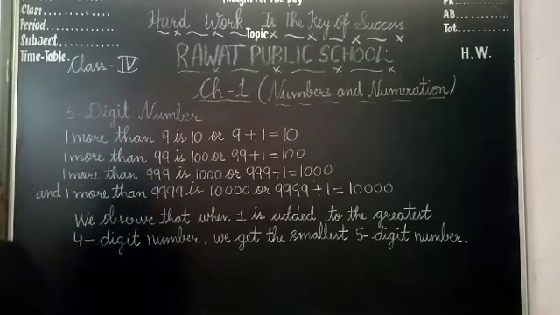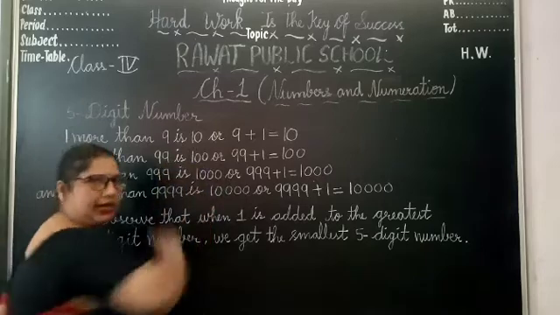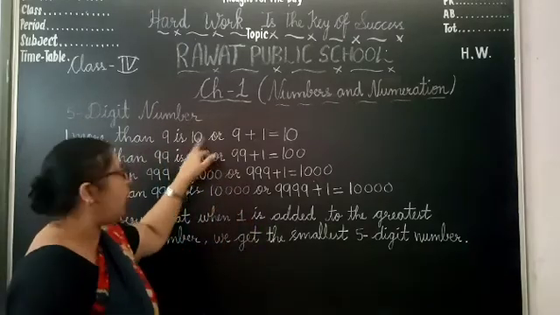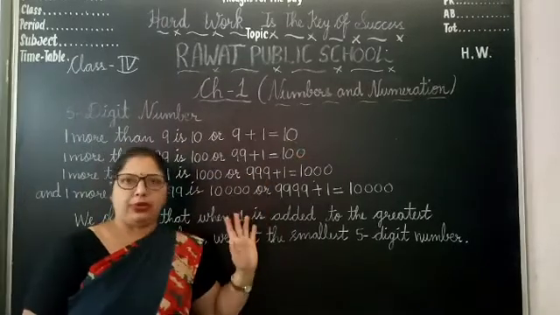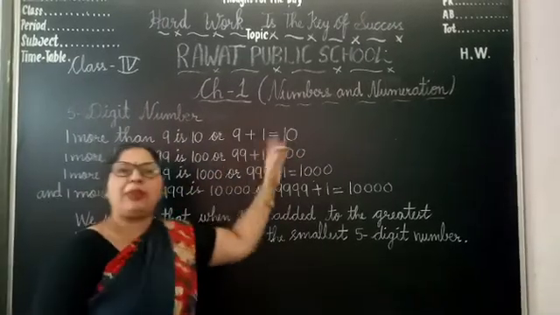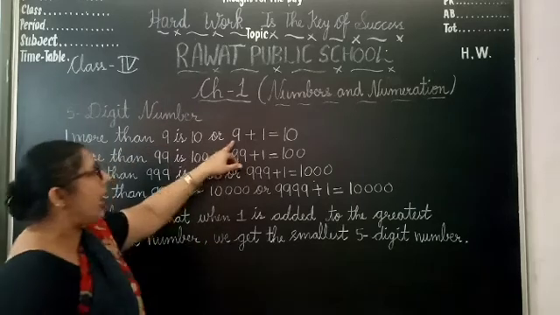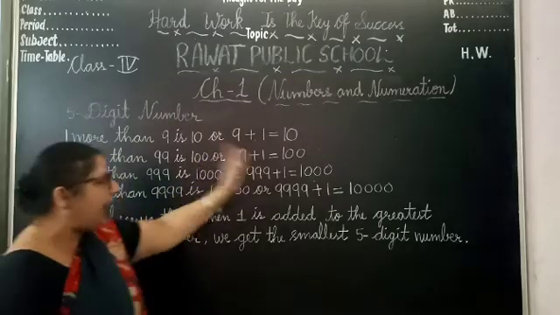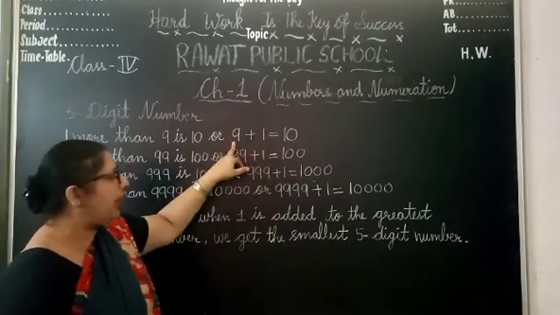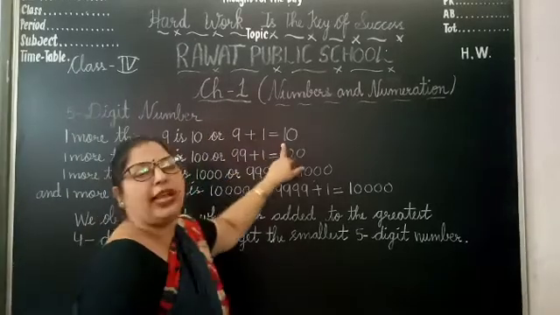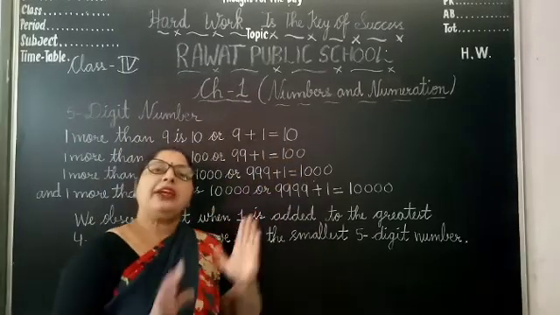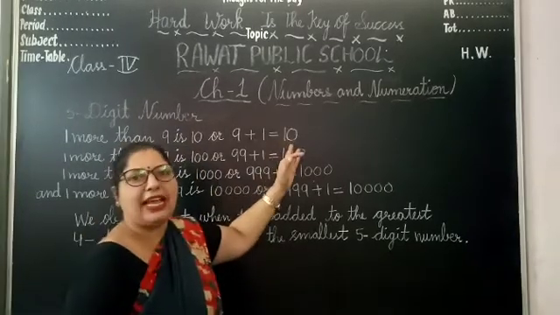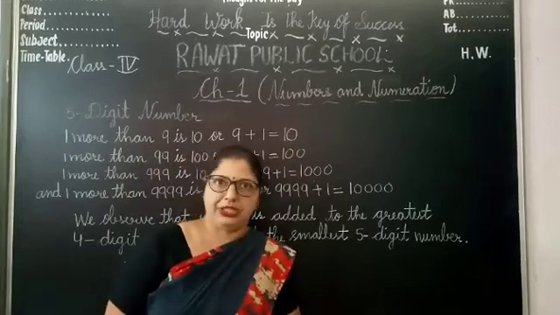So students, first, 1 more than 9 is 10. If we add 1 to 9, we get the answer 10, or 9 plus 1 is equal to 10. 1 more than 9 means 9 plus 1 is equal to 10. So 9 is the greatest 1-digit number, and when we add 1 to the greatest 1-digit number, we get the smallest 2-digit number. When we add 1 to the greatest 1-digit number, which number will we get? This is the smallest 2-digit number.